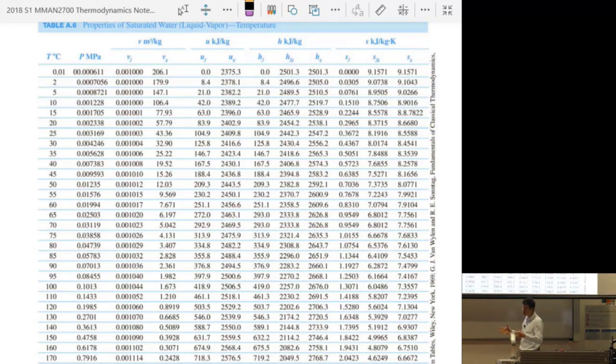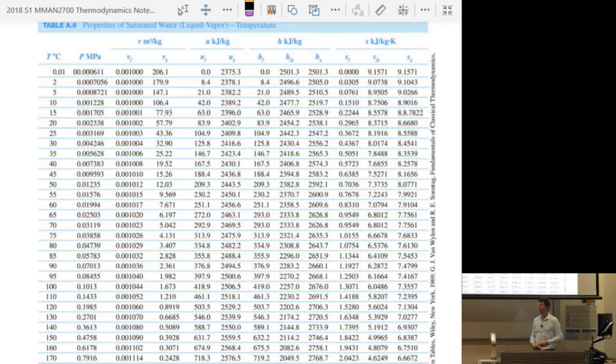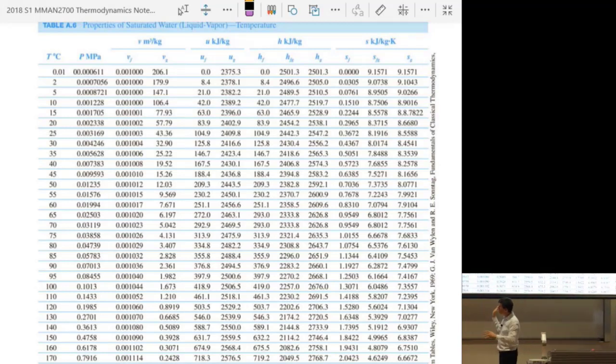So just a comment on compressed liquid at low values of compression, 1 atmosphere, 2 atmospheres, 3 atmospheres: use the saturation values for the liquid side. There you go.